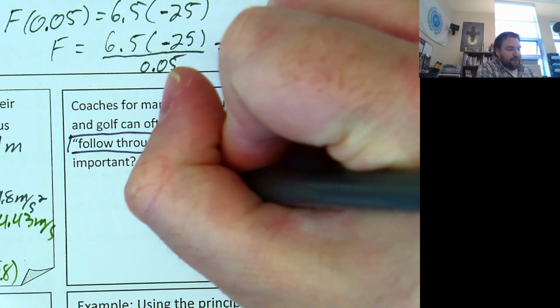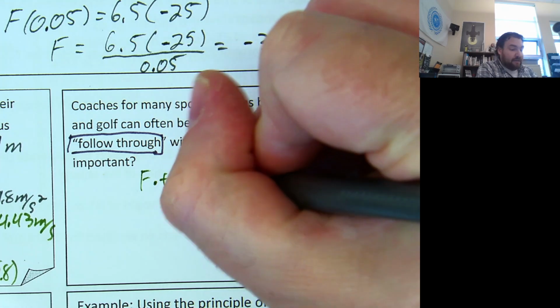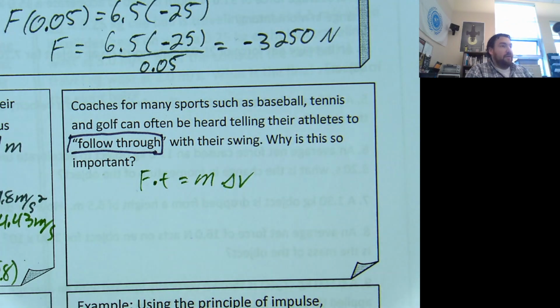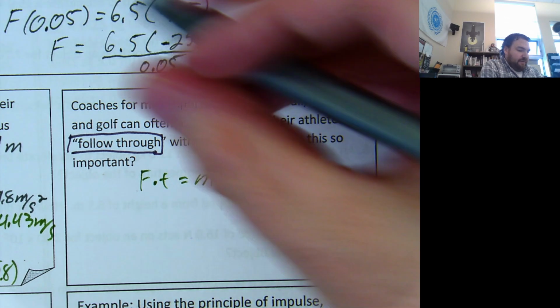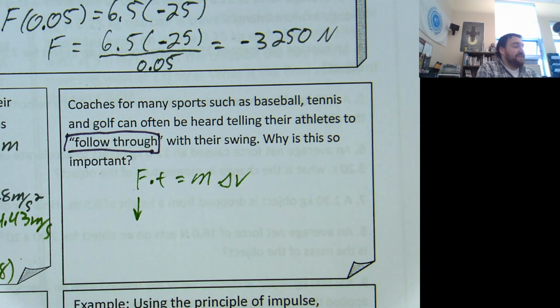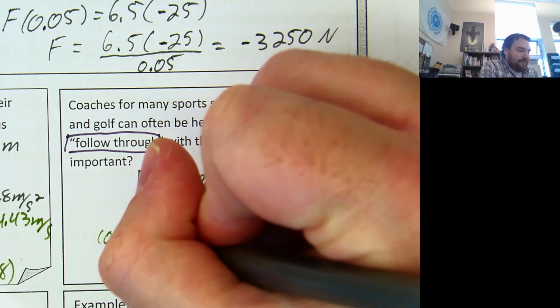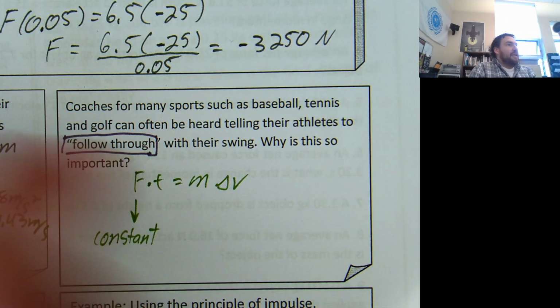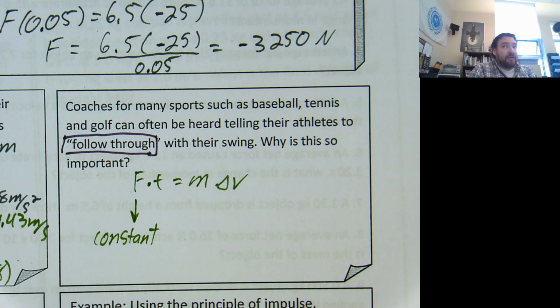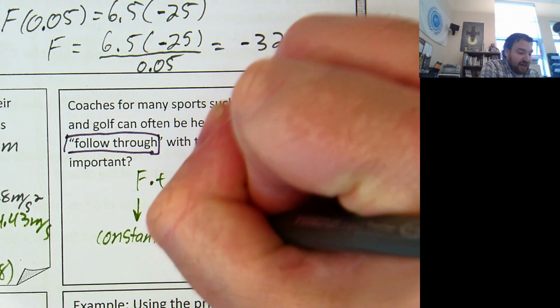Let's take a look at the impulse equation and analyze why this is better. For argument's sake, let's say the force doesn't change. The amount of force that you're exerting remains constant, whether you hit the ball and stop the club immediately, or whether you hit the ball all the way through. Let's say the force is the same. The mass of the ball doesn't change either. This is a constant.